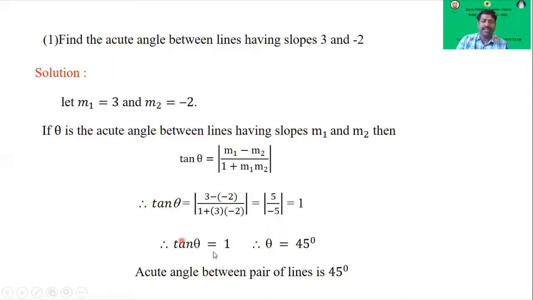For which angle is tan theta 1? So that is 45. So here angle theta is 45 degrees. The acute angle between the pair of lines is 45 degrees. So this is the solution.